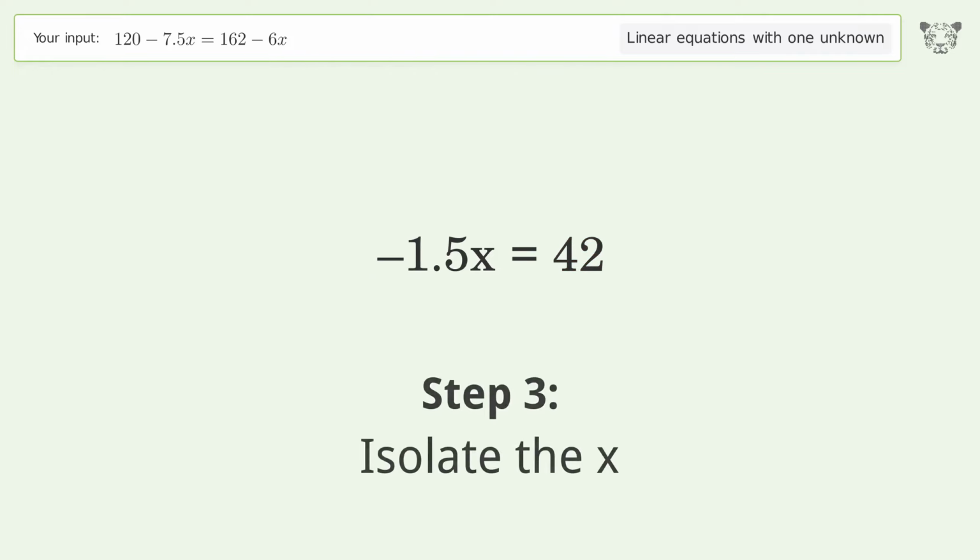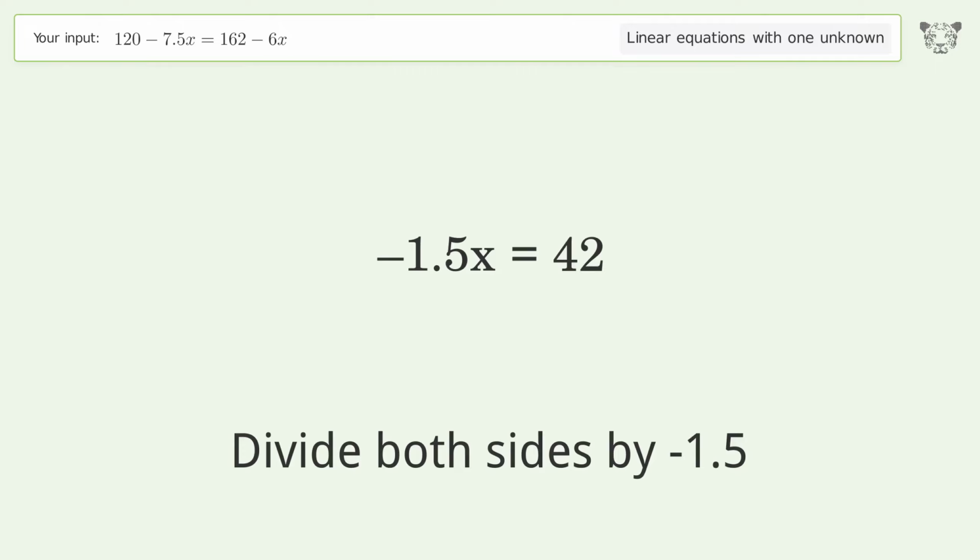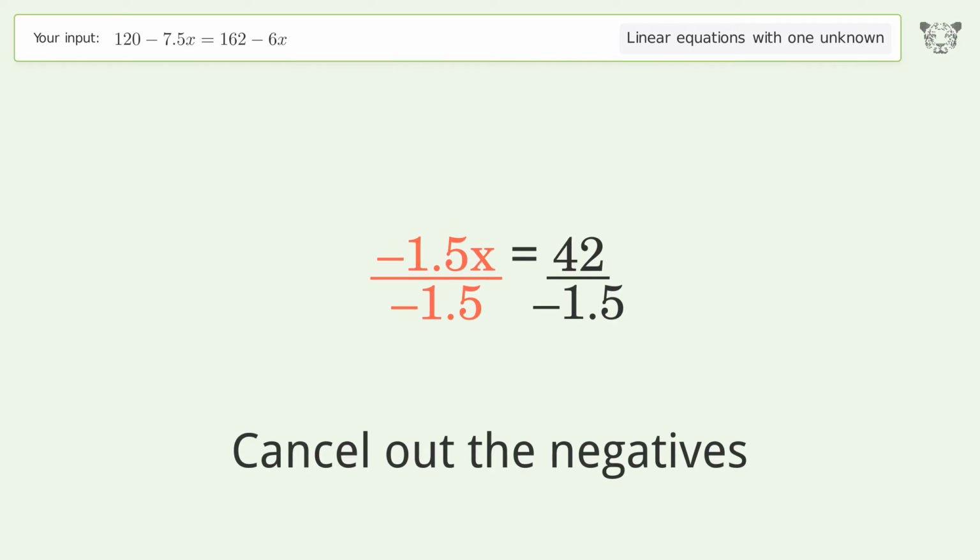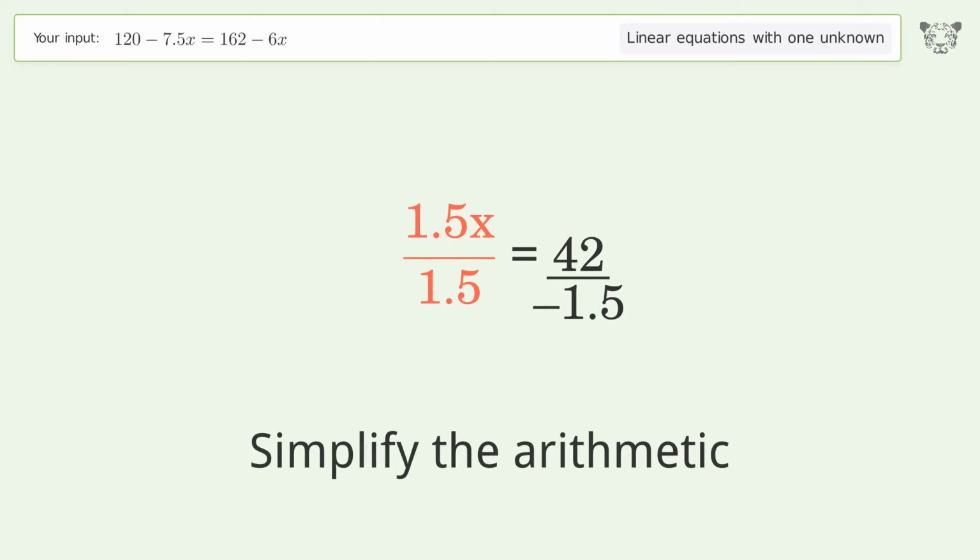Isolate the x. Divide both sides by -1.5. Cancel out the negatives. Simplify the arithmetic.